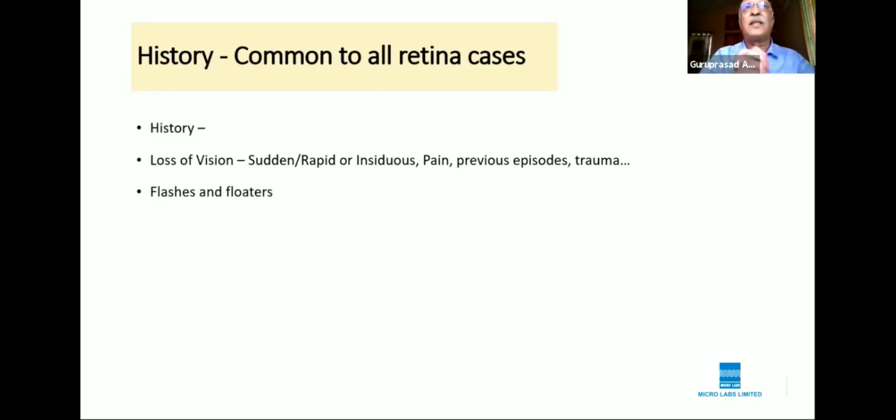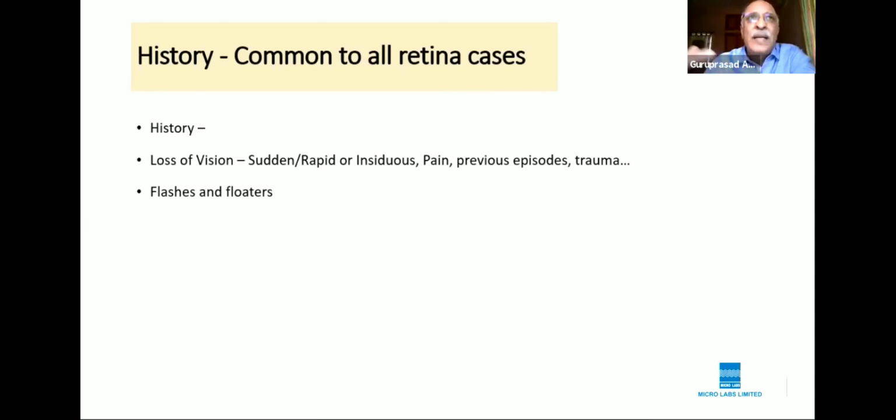Loss of vision, whether it was sudden, rapid, or onset, I think this has already been alluded to by Dr. Sandhya. Flashes and floaters is something that I would like to emphasize. In a non-retina case, it may not be of much significance, but in a retina case, because of the fact that the retina and the vitreous are always in a state of tug of war, there is always some traction at the points of attachment, and therefore the significance of flashes and floaters comes in here.